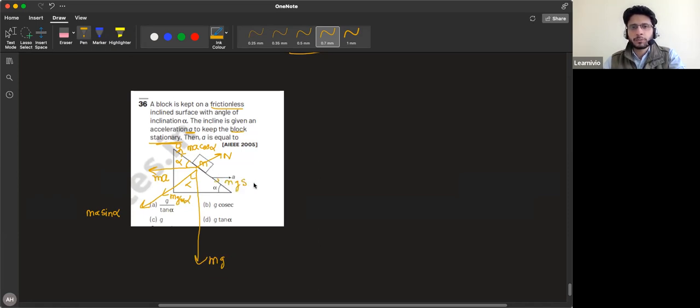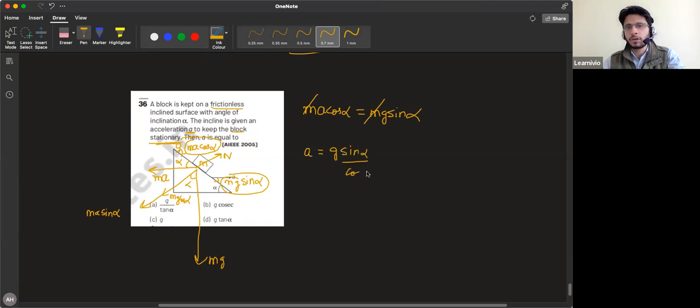So if the block is not sliding, that means force acting up the inclined plane is equal to force acting down the inclined plane. The force acting up the inclined plane is ma cos alpha, and the force acting down the inclined plane is mg sin alpha. So you can simply cancel m with m, and you can say a is g sin alpha over cos alpha. Sine by cos is tan. So a is g tan alpha. Is it?